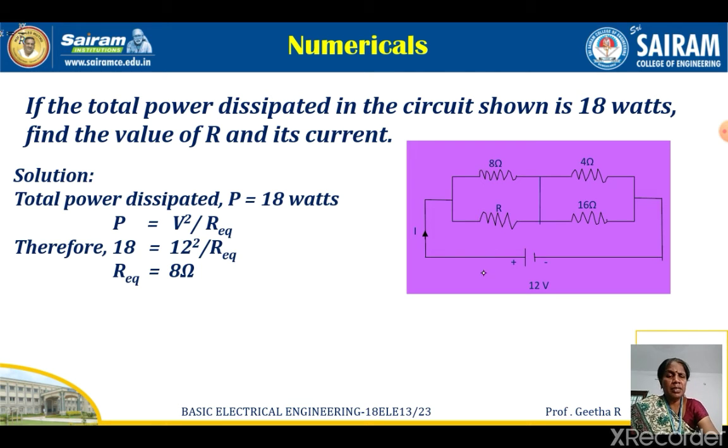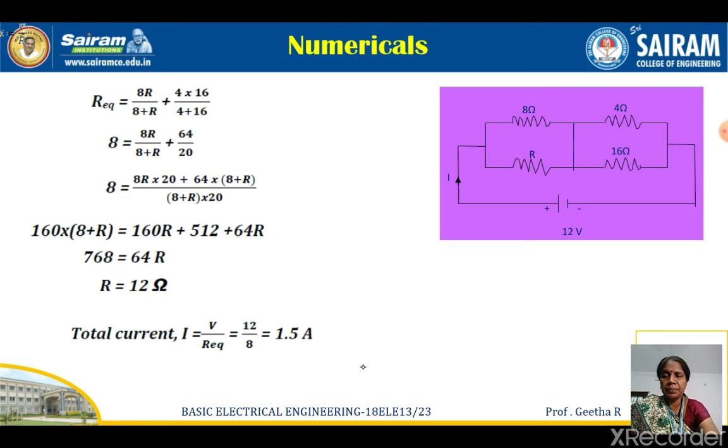The given value is the total power dissipated in the circuit. For the total power, you can make use of the formula P is equal to V squared by R equivalent. Using this, R equivalent can be calculated. P is equal to V into I, or P is equal to V squared by R, or P is equal to I squared into R. Out of these 3 formulas, since you know the value of V, you can make use of V squared by R equivalent. You know the value of P and also the value of V. When that is substituted, you can calculate R equivalent. R equivalent is equal to 8 ohms.